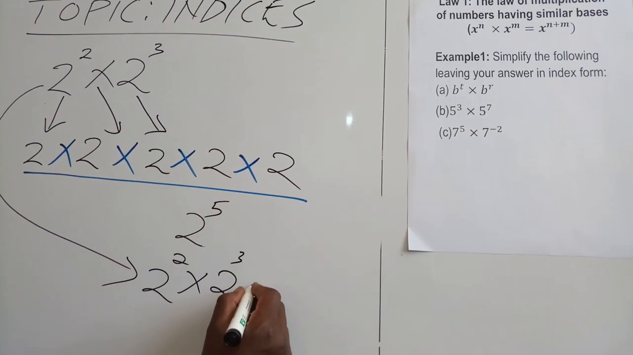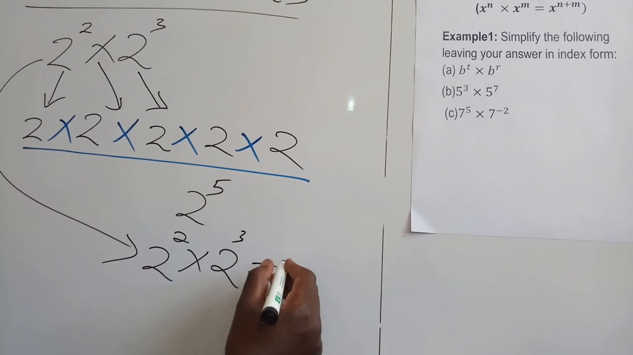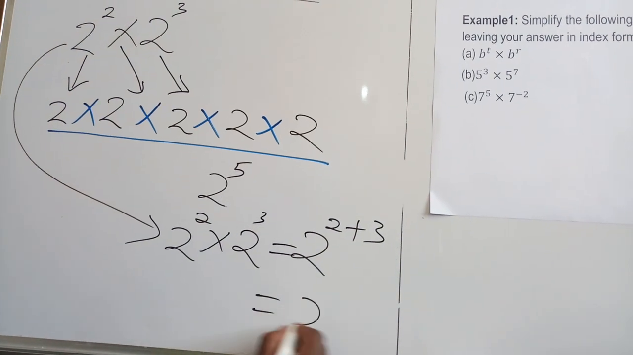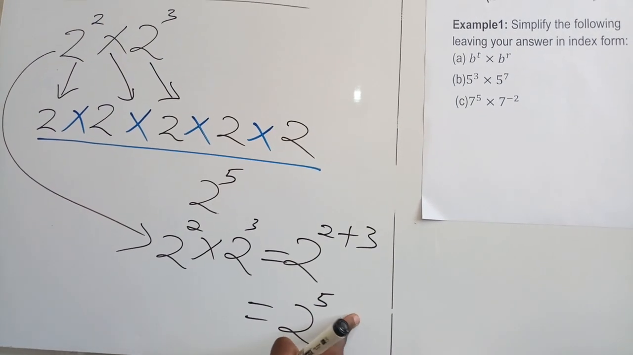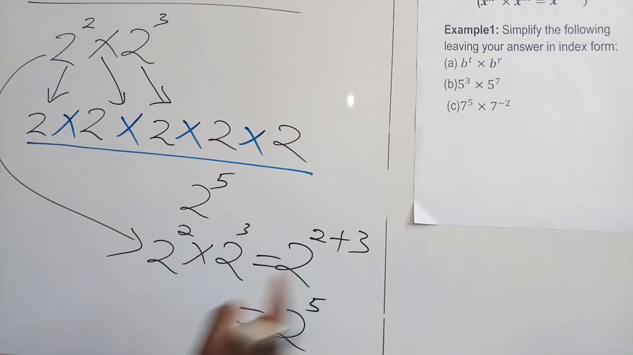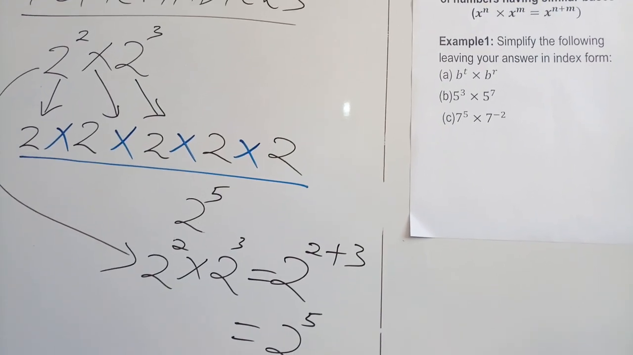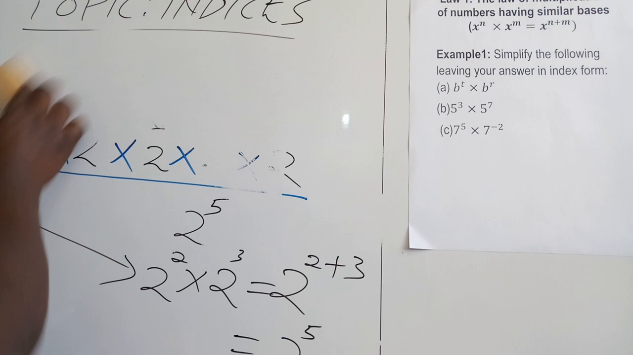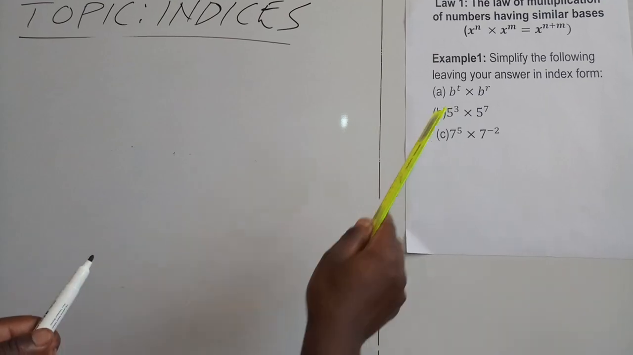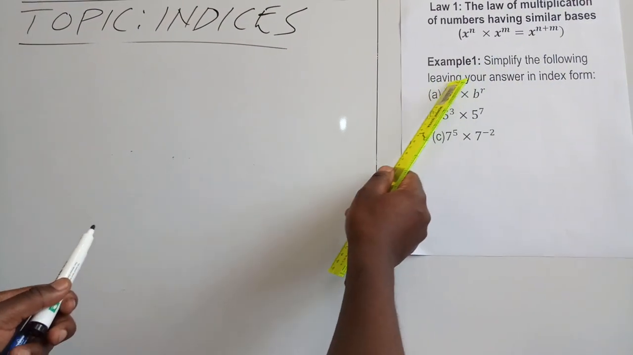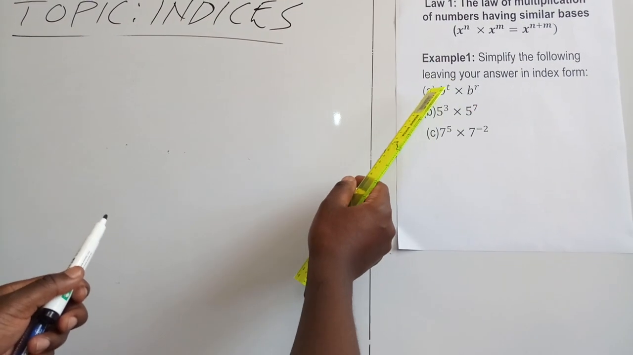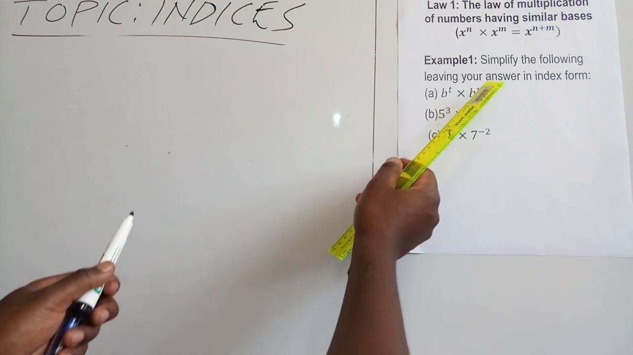We are saying this outcome can be simply achieved by applying the law of indices in a case where we have similar bases when we multiply, where we are going to add 2 plus 3 to give us 2 to the power of 5. So whenever you multiply, what do you do to the powers? We add the powers. So having covered that illustration, we can quickly go to our example 1. Now, example 1, what does the question say? Simplify the following, leaving your answer in index form. Our first question is b^t times b^r.